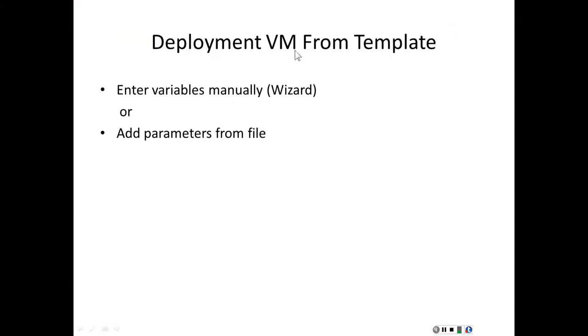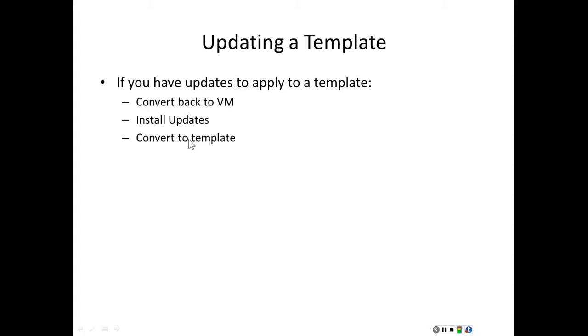When you deploy a VM from a template, two ways to go. One, enter the variables manually, or two, read the variables in from a file. Updating the template. If you have updates to apply to a template or to the operating system in the template, you convert the template back to a virtual machine, then install the updates, then convert the virtual machine back to a template.